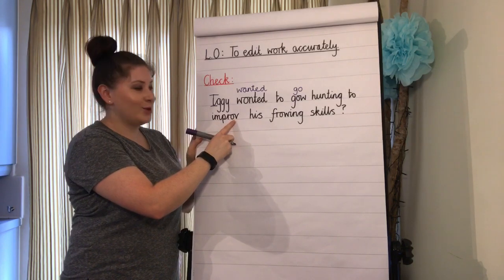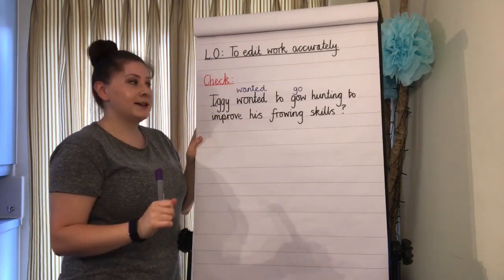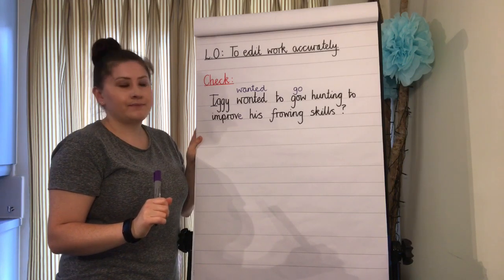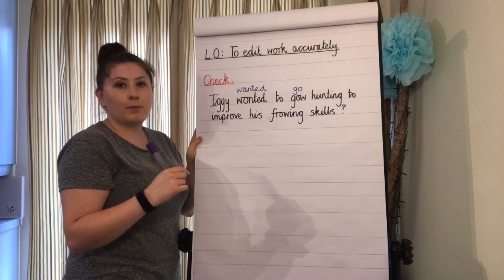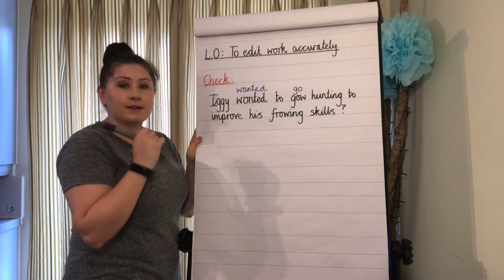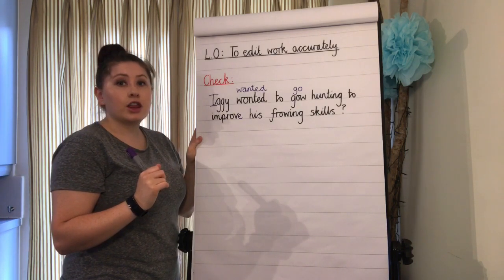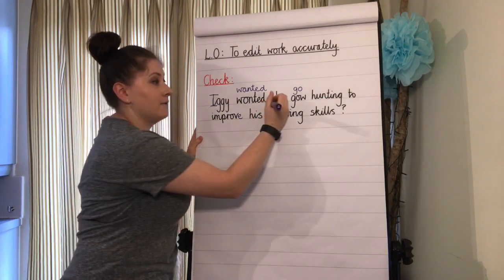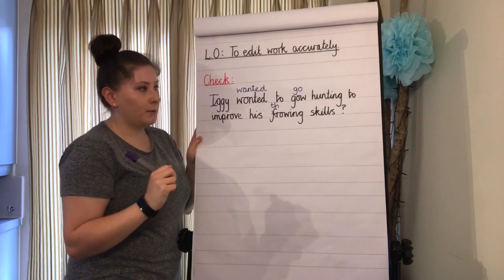I've stopped at improve. That's right, it's missing the E on the end. To improve his throwing skills. That doesn't sound right, does it? Let's say the word properly. Throwing. Throwing. Once again, our front teeth are on our tongue, which shows us that it's the TH digraph. I'm going to fix that with my purple pen.